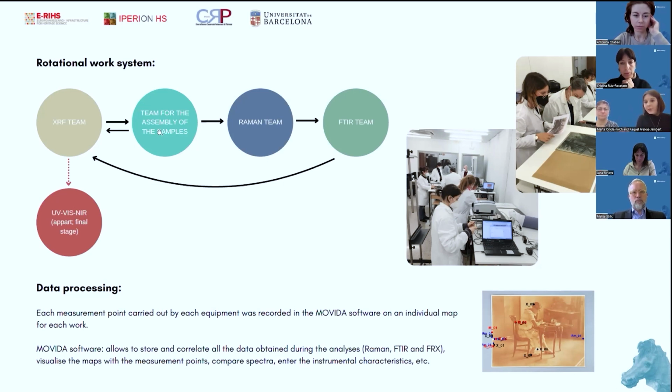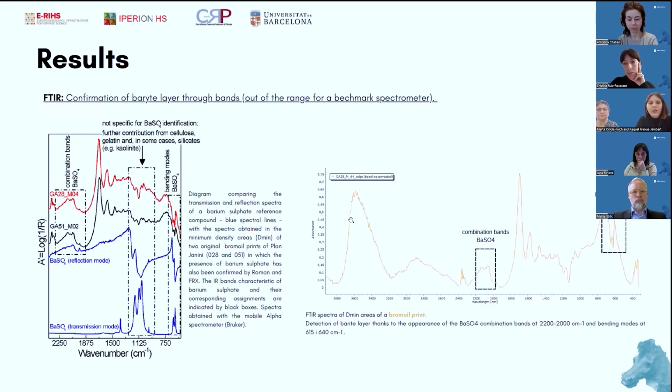Then there was one person, in this case me, who was responsible for monitoring the analysis points and the analysis process for each technique. Each measurement point carried out by each equipment was recorded in the MOVIDA software on an individual map for each work. Here you can see an example. MOVIDA software allows us to store and correlate all the data obtained during the analysis, visualize the maps with the measurement points, compare spectra, enter the instrumental characteristics, and other functions.